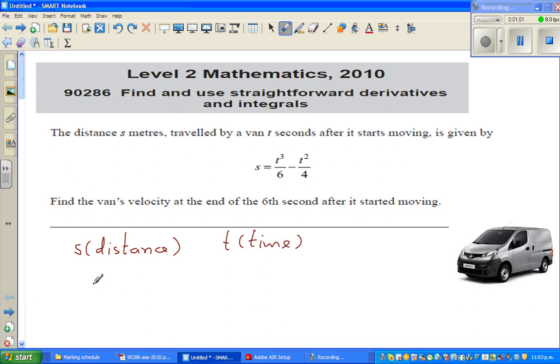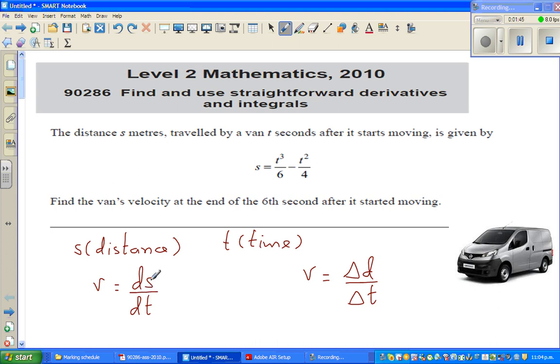So you should know velocity is change in distance over change in time, which in calculus we say as ds by dt. In physics you may learn v is delta d by delta t. It's the same thing in calculus: the change in distance over change of time gives you velocity. Of course, in velocity you also have to state the direction. Velocity is a vector quantity, so it has magnitude and direction.